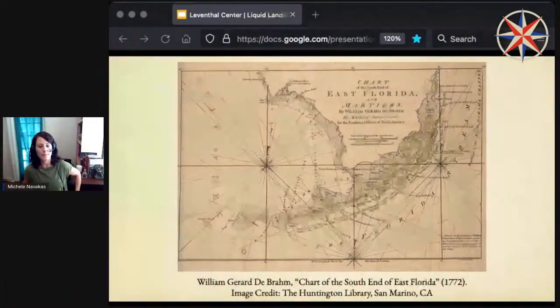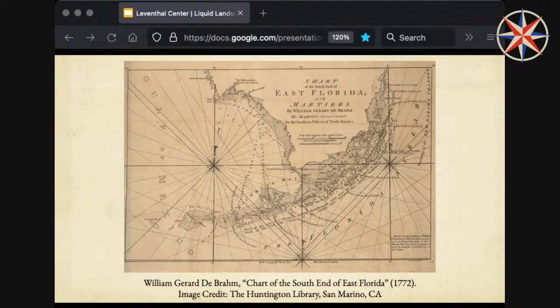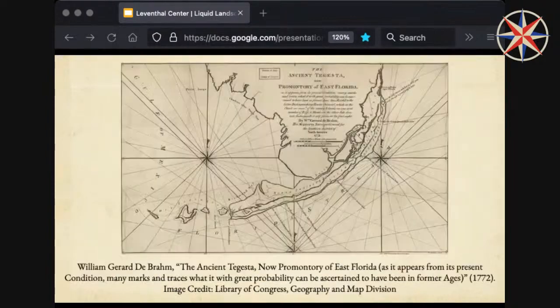Here is the first map. It's titled Chart of the South End of East Florida, and it represents the tip of Florida from the area around Miami south to Key West. And here is the second. This one shows the same region, but the map has a different, pretty long title. It's called The Ancient Tegesta, now Promontory of East Florida, as it appears from its present condition, many marks and traces with what it with great probability can be ascertained to have been in former ages.